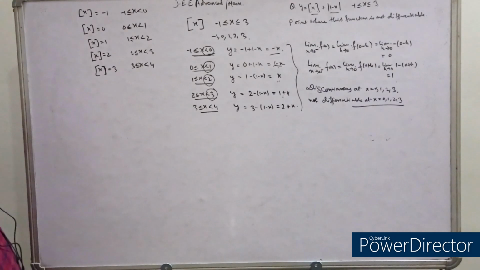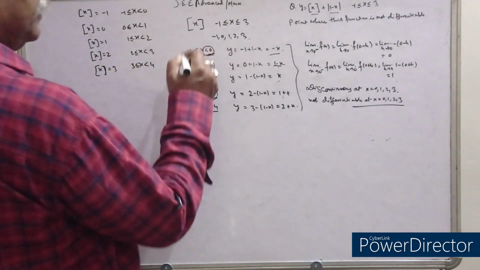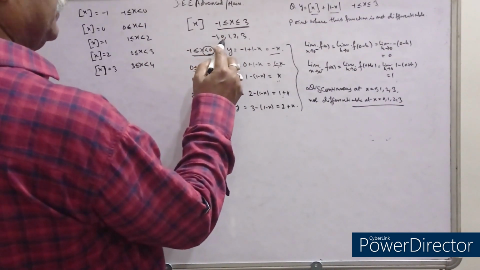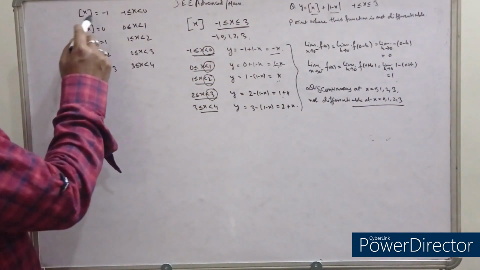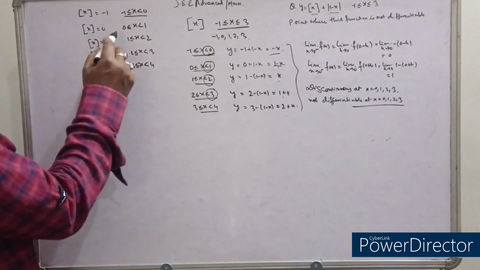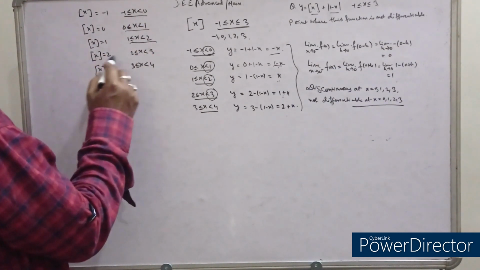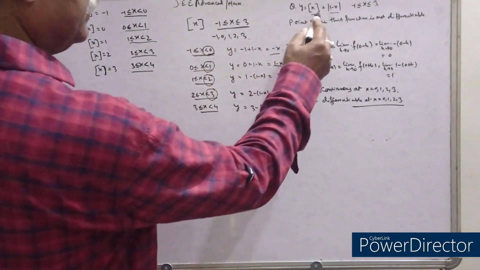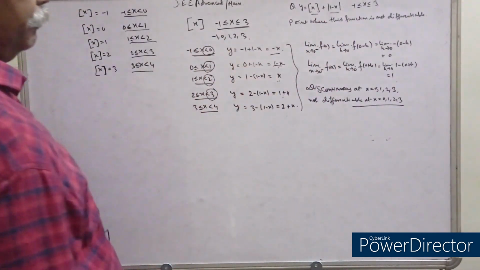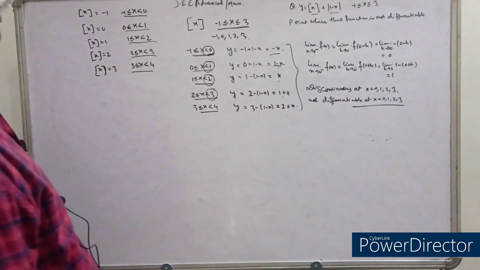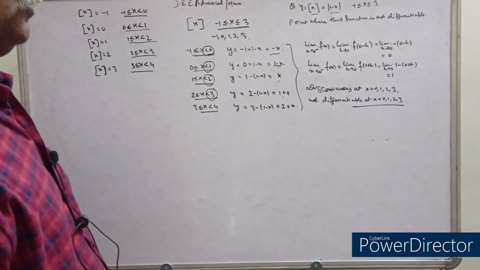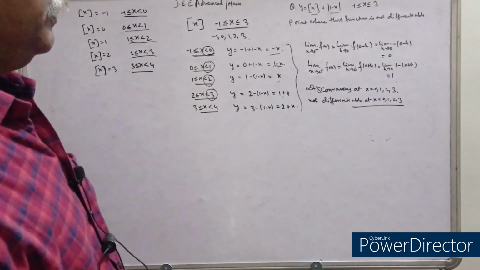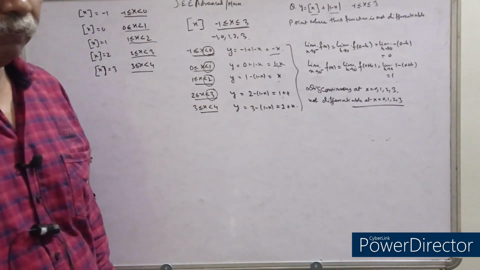So here again I am repeating the question. You see this is the greatest integer function and your limit is given here. So your integers are -1, 0, 1, 2 and 3. For -1 the range is this, for 0 it is this, for 1 it is this, for 2 it is this, for 3 it is this. And if we place this value in this function, we get this result. From this result we conclude that it is discontinuous at points 0, 1, 2 and 3, as well as not differentiable at points 0, 1, 2 and 3.